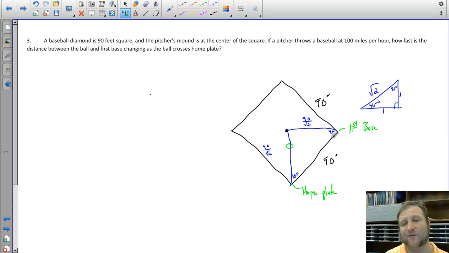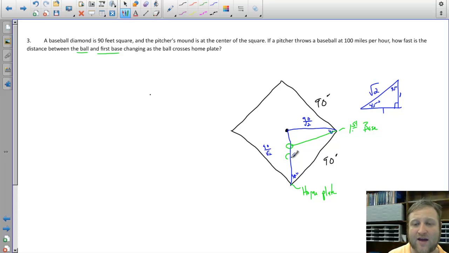So that'll be home plate, and that'll be first base. When we are analyzing this problem, we are ultimately looking for the rate of change between the ball and the first baseman, or the ball and first base. So we are looking for the rate of change of this length right there.